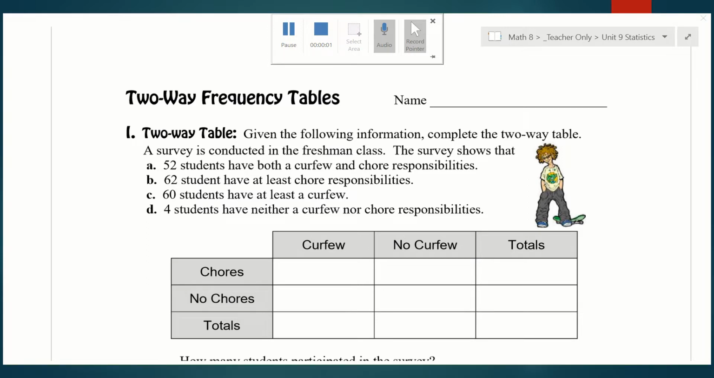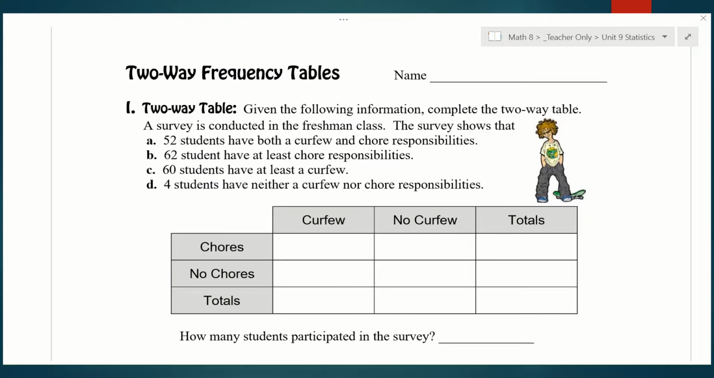Hi everybody. We are going to spend another day talking about two-way tables. In our first situation here, we have a blank two-way table that we need to fill in with the information that's given to us. It says, given the following information, complete the two-way table. A survey is conducted in the freshman class.